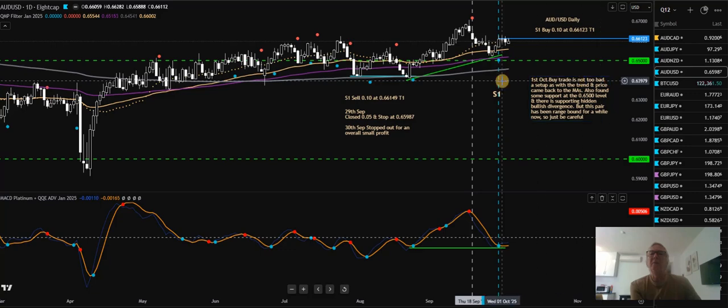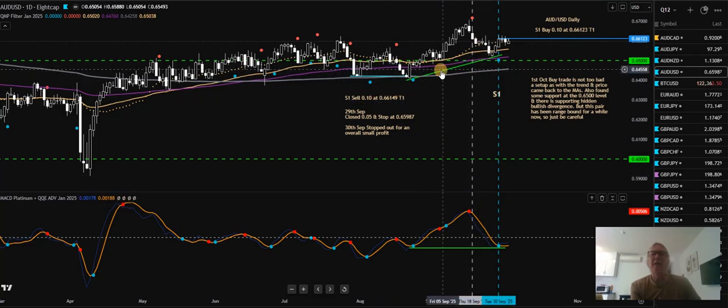Aussie USD, my last trade was this buy here. So that's on the 1st of October, took a buy. There's a bit of divergence there, not much. It's more of a flat line there and higher lows on price. So technically it's hidden bullish divergence, but not convincing.